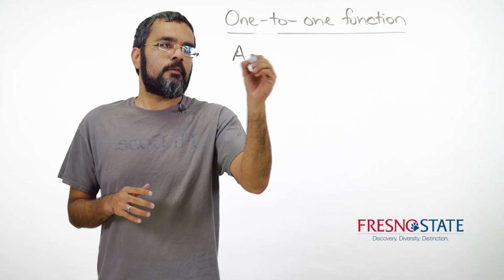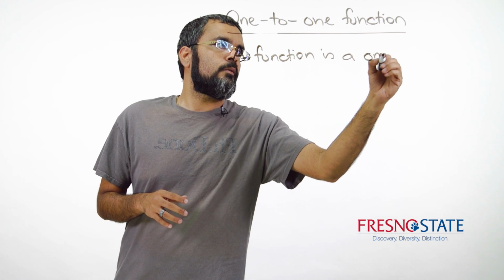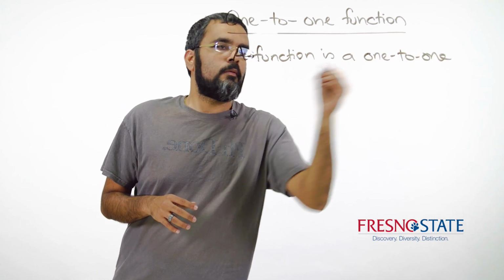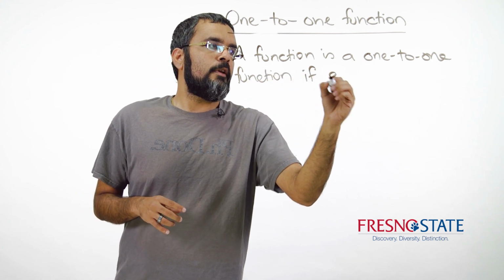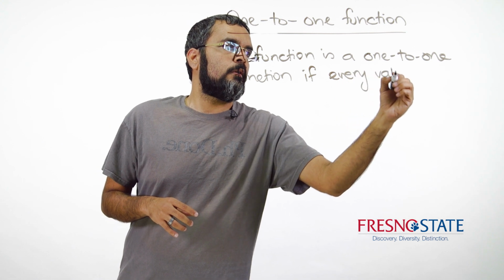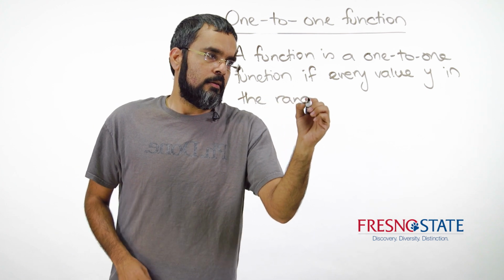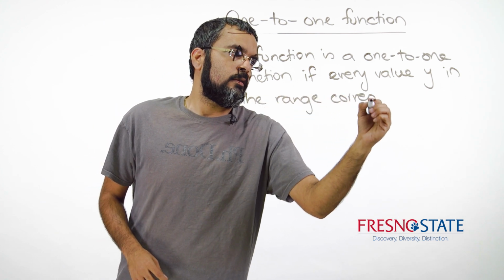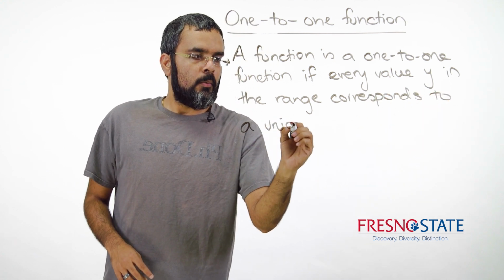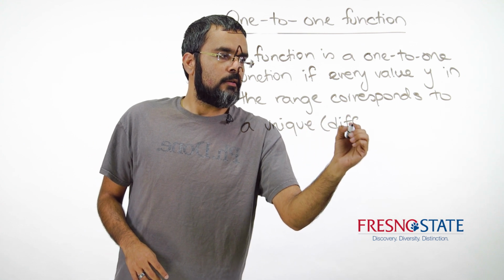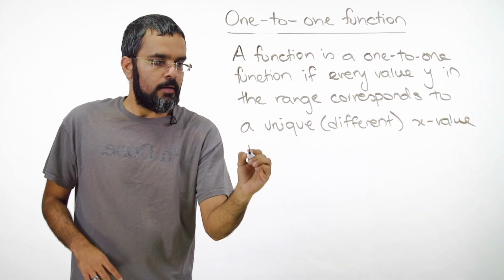So a function is a one-to-one function if every value y in the range corresponds to a unique value, or we can say to a different x value in the domain.